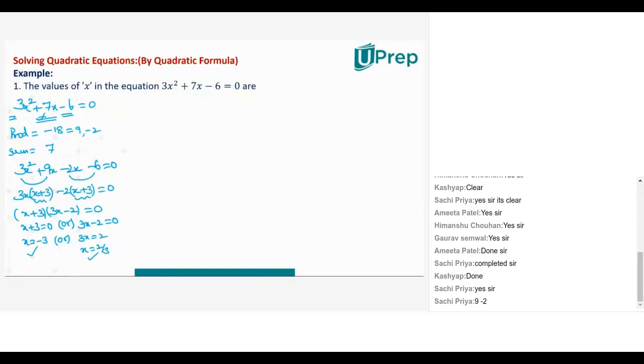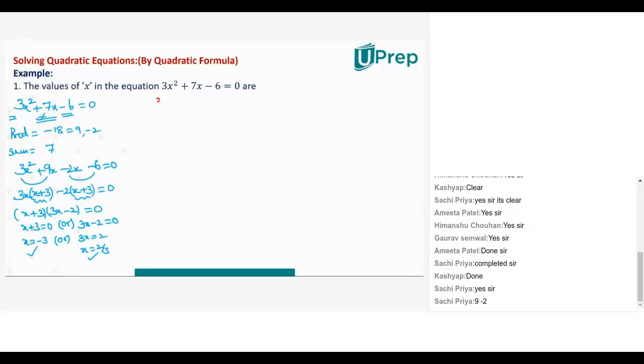This is the first method that we discussed in the last two classes. That is factorization. Now today's method, without using the formula, we consider this equation 3x square plus 7x minus 6 equal to 0. But it is not in the standard form for me to make it a perfect square. So I have to divide it. I have to divide it with what? I don't want this 3x square.